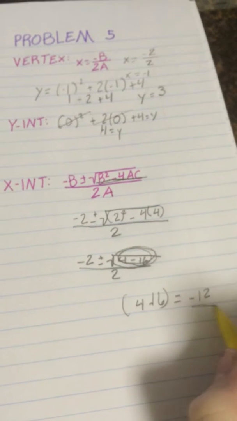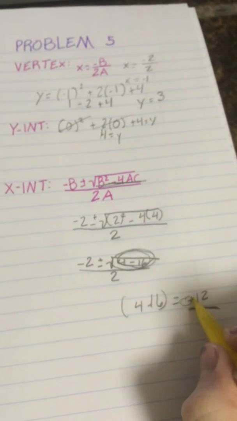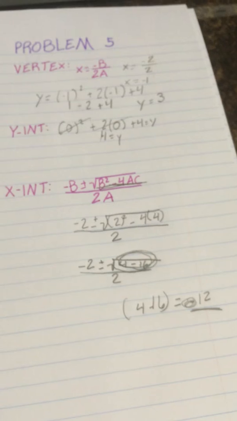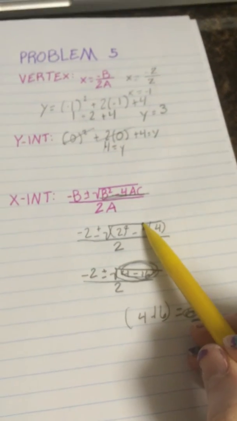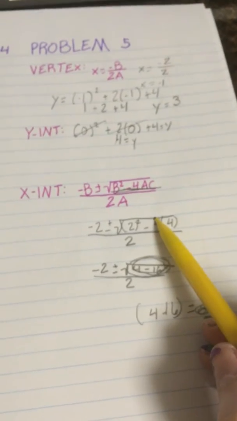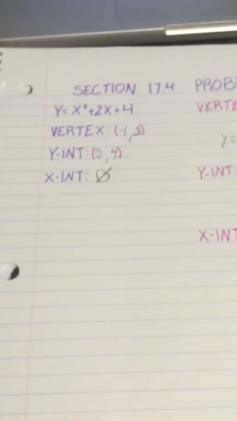So since it is a negative number, it's going to give us no real answers because it has to go back under the square root. And the square root of any negative number is going to give us an imaginary number. So therefore, our x-intercept is a big fat nothing.